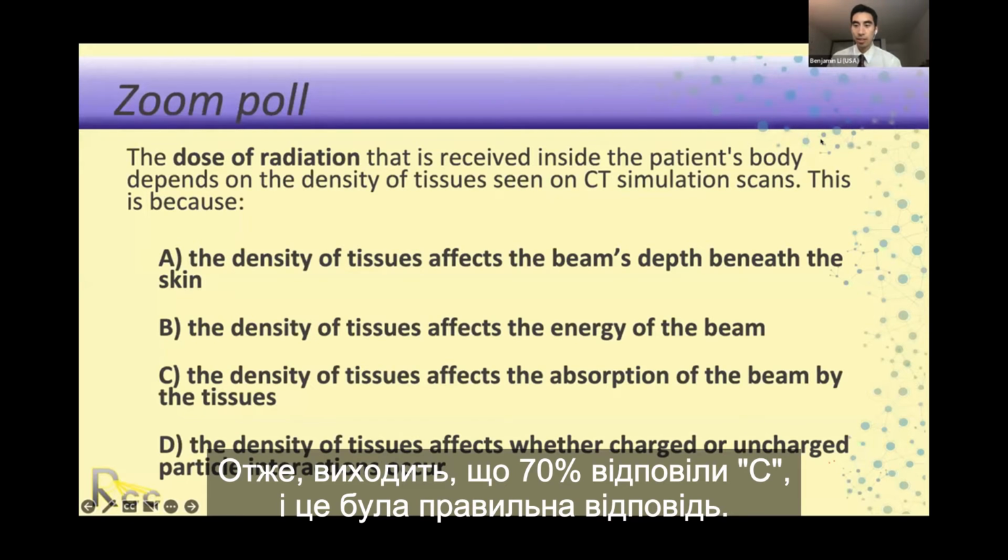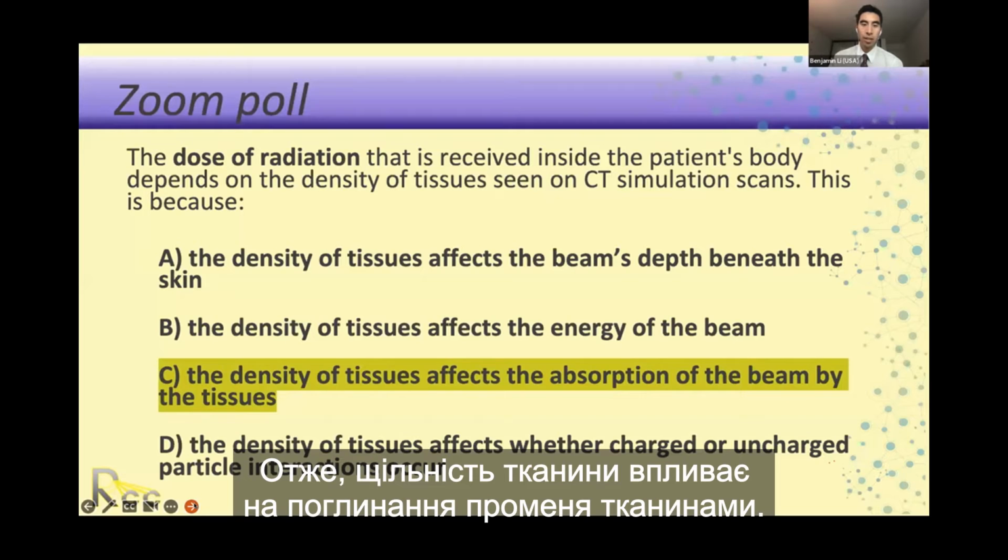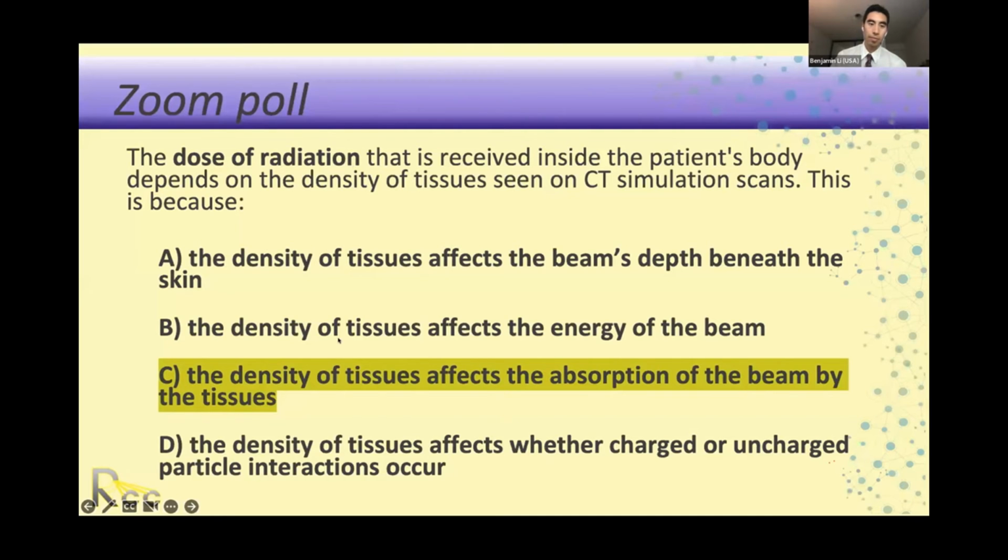So it looks like 70% said C, and C was the correct answer. So the density of tissue affects the absorption of the beam by the tissues.